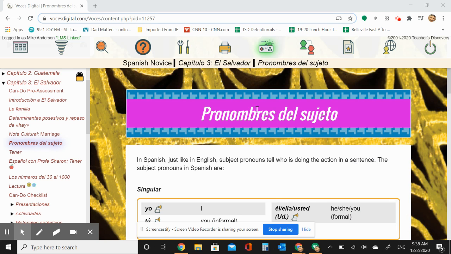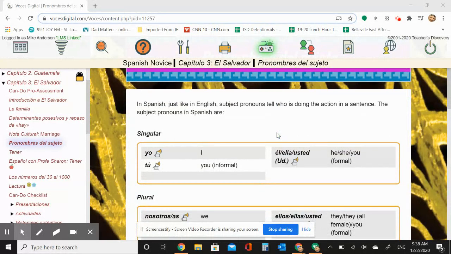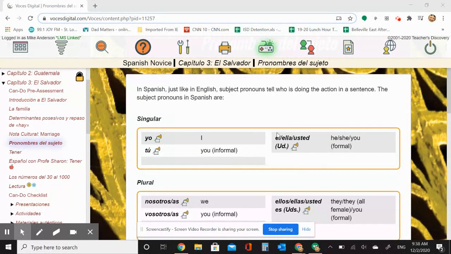So check this out. We're going to start off with the pronombres del sujeto, which means subject pronouns. So read through each of these. This is critical for making verbs in sentences make sense. So we need to be able to coordinate things. So these are called subject pronouns.